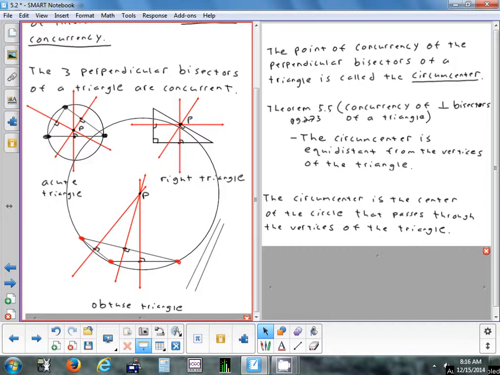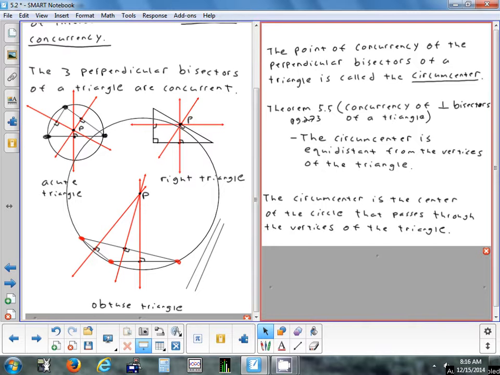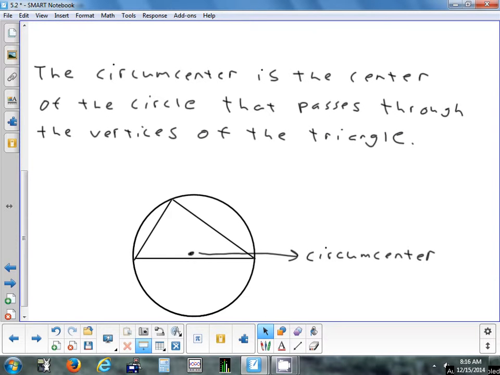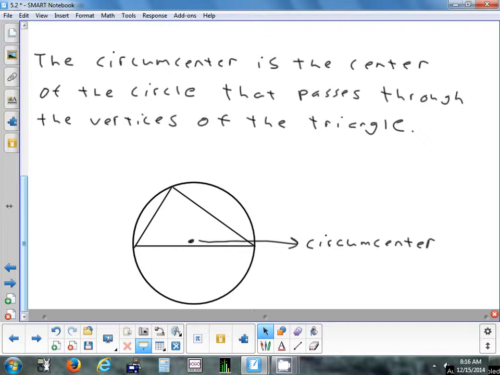So there's all kinds of applications to that. Why would you want to be able to sketch a circle that goes through 3 vertices of a triangle? I'll show you one later. We'll look at a word problem that's going to use the circumcenter to do something. And there's another example of the same thing I just showed you. Any questions on that? Make sure you understand that idea, because we're going to look at another circle today that's similar, but it's not going to go through the vertices. So the circumcenter is the center of the circle that goes through the vertices.